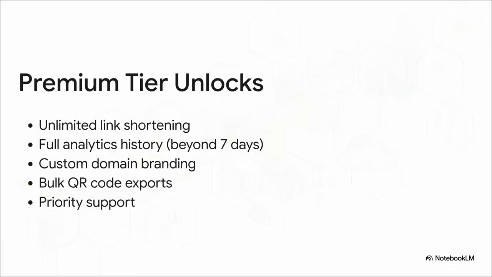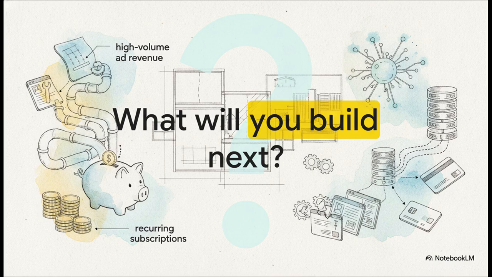To make that Stripe subscription a total no-brainer, the AI was prompted to gate some really high-value features. Upgrading unlocks unlimited link shortening, full historical analytics, so way beyond just a 7-day window, custom domain branding, bulk QR code exports for physical ad campaigns, and priority support. It's an incredibly compelling value proposition that seamlessly flips free traffic into reliable, recurring monthly revenue. When you combine high-volume ad revenue with recurring subscriptions, you are building an absolute fortress of a business model.